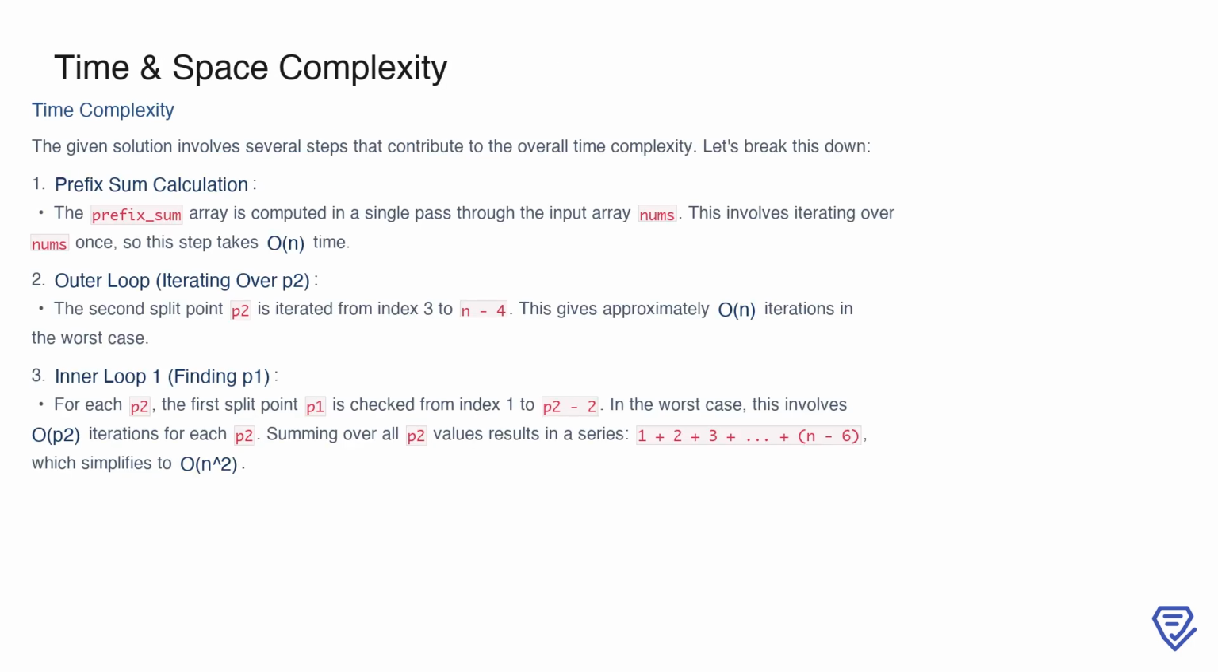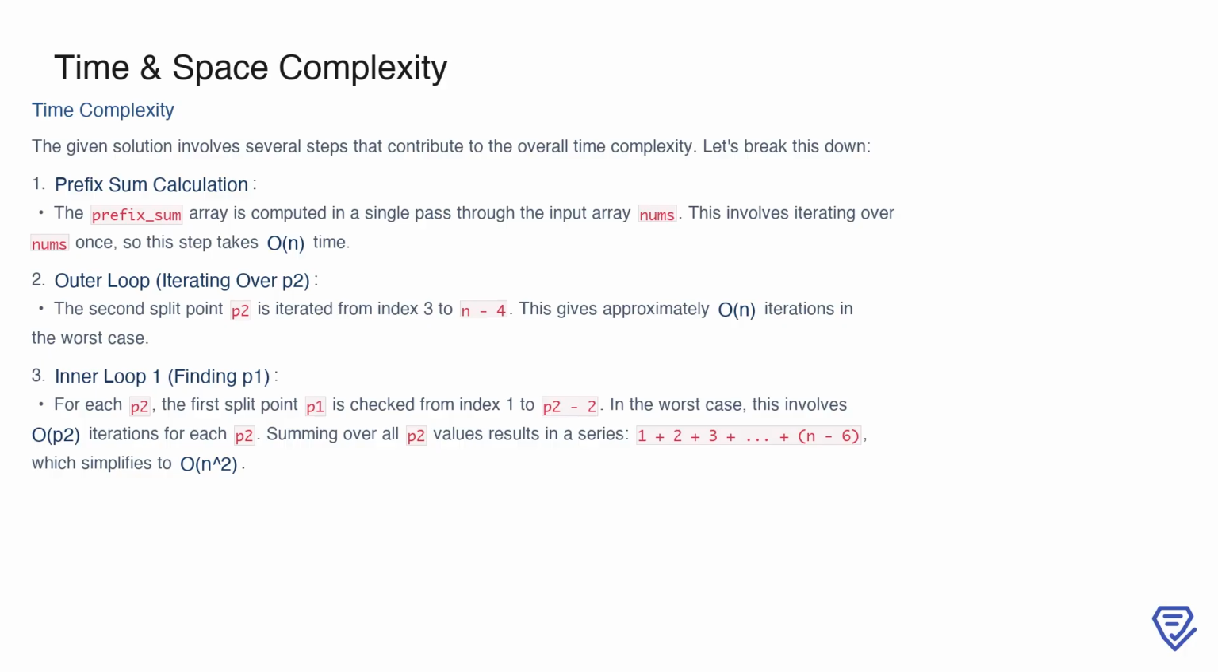To understand the time complexity of the solution, let's break it down step by step. First, we calculate the prefix_sum array, which involves a single pass through the input array nums. Since we iterate through nums exactly once, this step takes O(n) time. Next, we have the outer loop where the second split point, P2, is iterated from index 3 to n-4. This means the loop runs approximately n times in the worst case.